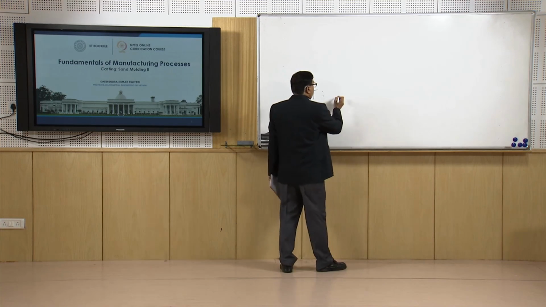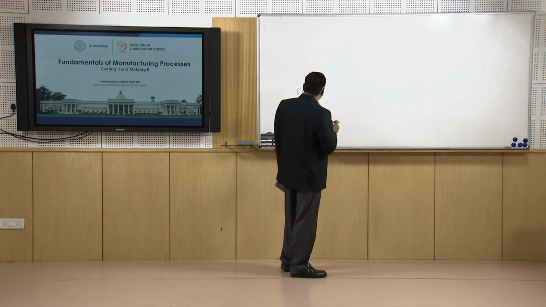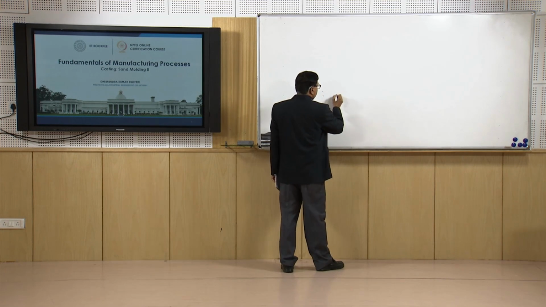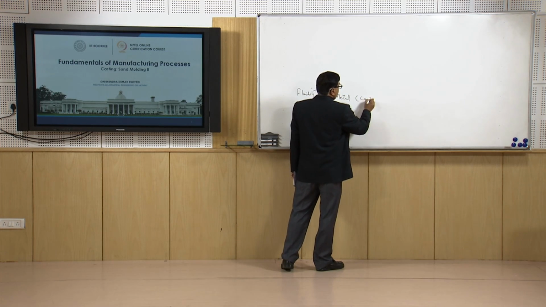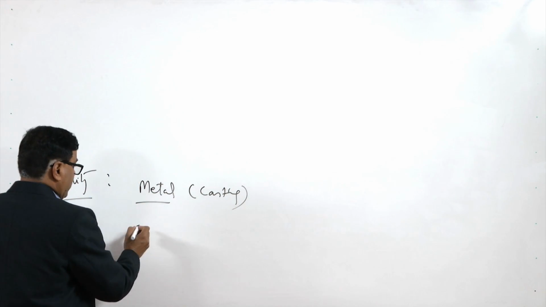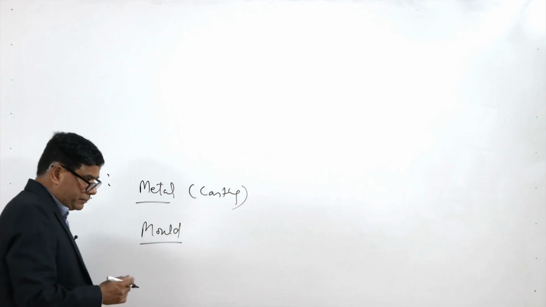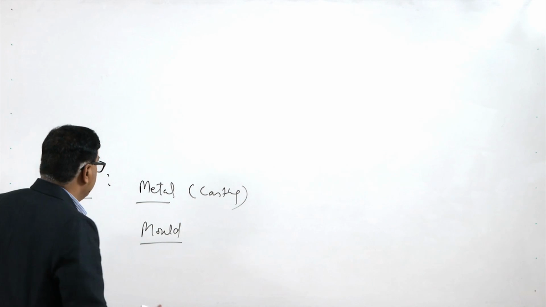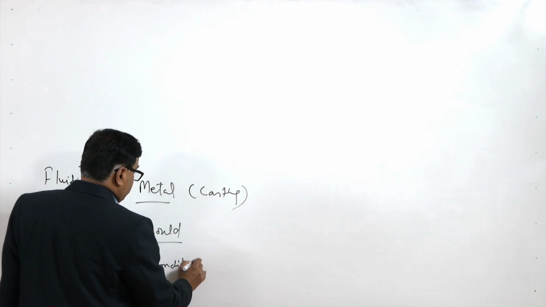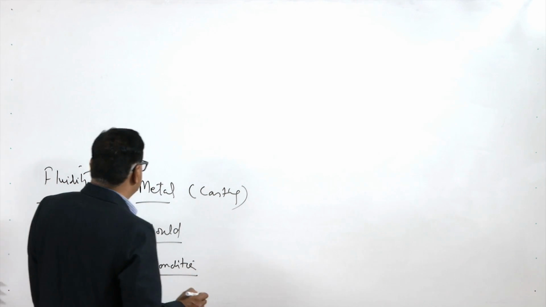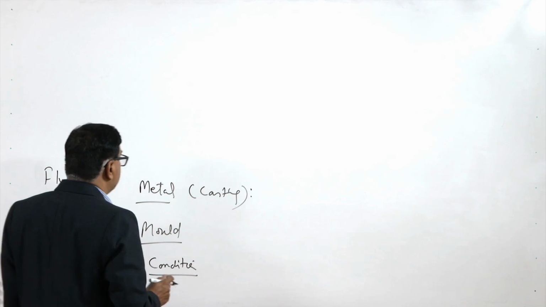number of characteristics or features related with the casting, and this includes the metal being used for the casting purpose. This is one. Then another important one is the mould in which the molten metal will be flowing, and then the conditions in which the molten metal is poured. So, these are the three important things which will be governing the fluidity.